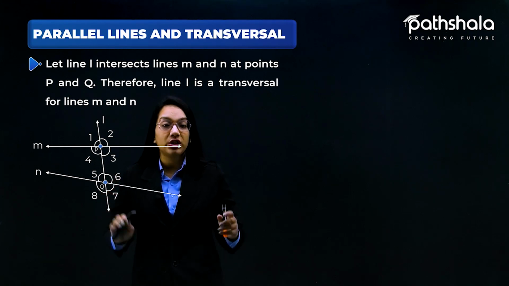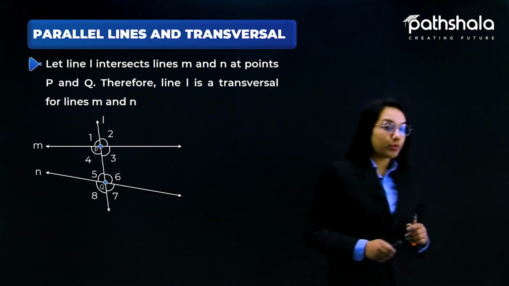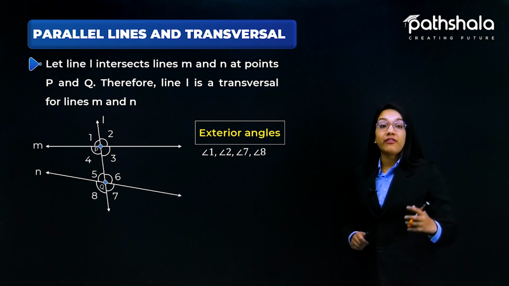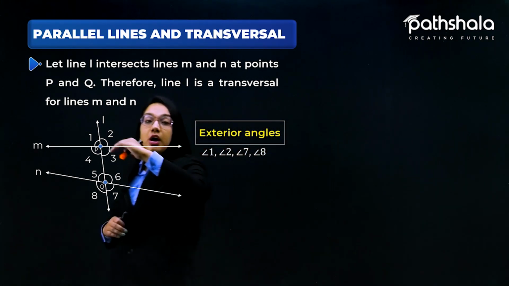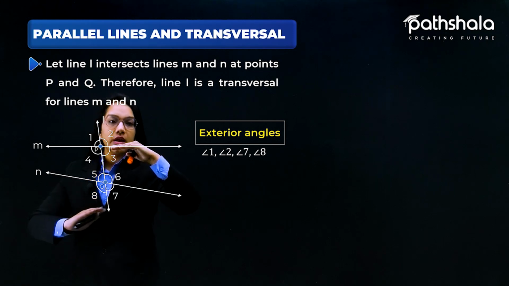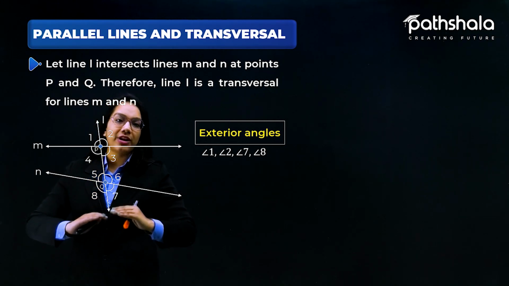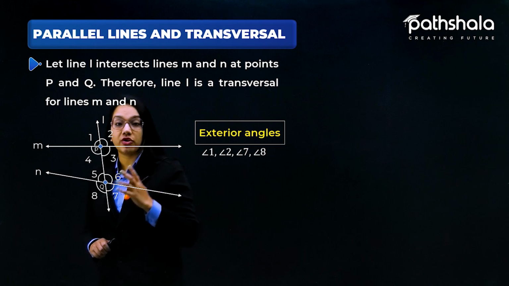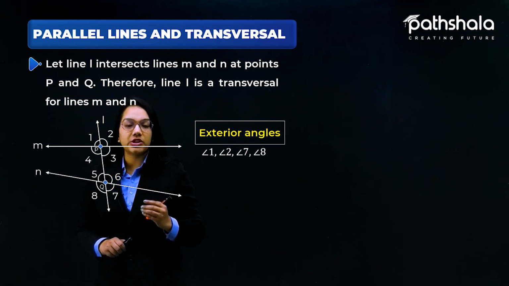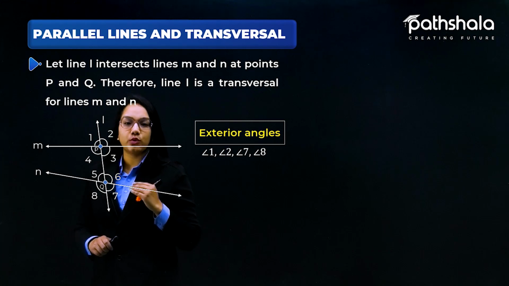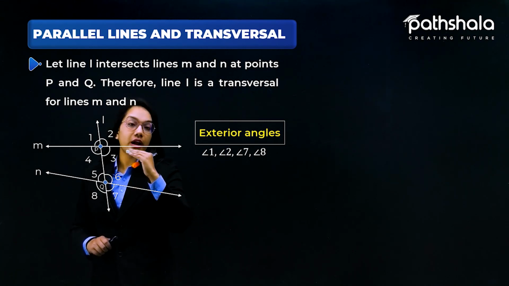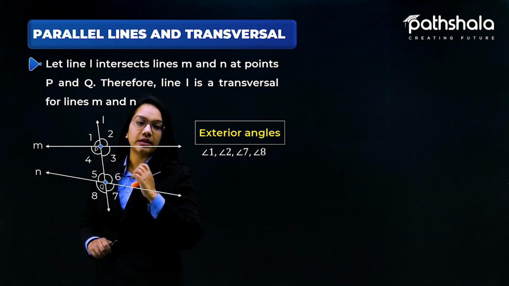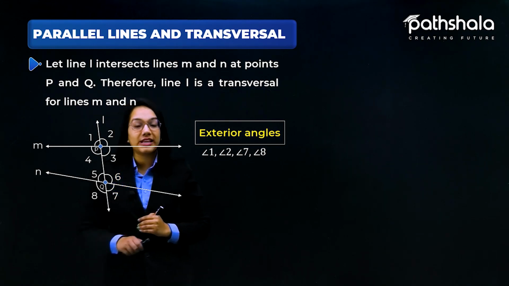So what can we say about these 4 angles? First of all, let us talk about the exterior angles. So what are exterior angles? The angles 1, 2, 7, 8 are in the exterior region. As you can see, these are angle 1, 2 and angle 8, 7, and they are called the exterior angles. So always remember, whenever we have a scenario in which we have a transversal intersecting two lines at two distinct points, the angles 1, 2 and 7, 8 are in the exterior portion, so they are called the exterior angles.